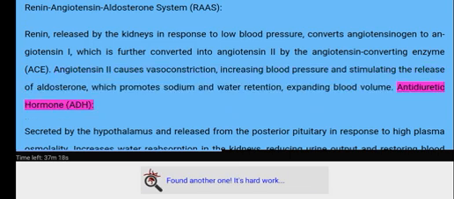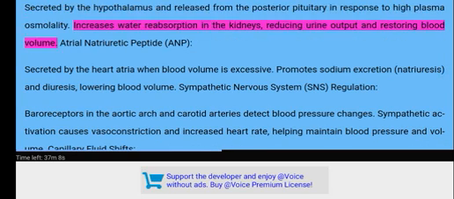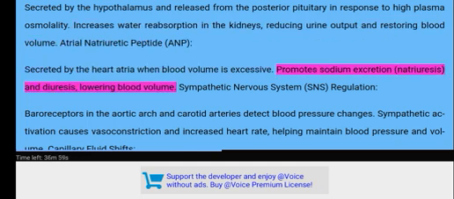Antidiuretic hormone, ADH. Secreted by the hypothalamus and released from the posterior pituitary in response to high plasma osmolality. Increases water reabsorption in the kidneys, reducing urine output and restoring blood volume. Atrial natriuretic peptide, ANP. Secreted by the heart atria when blood volume is excessive. Promotes sodium excretion, natriuresis, and diuresis, lowering blood volume.